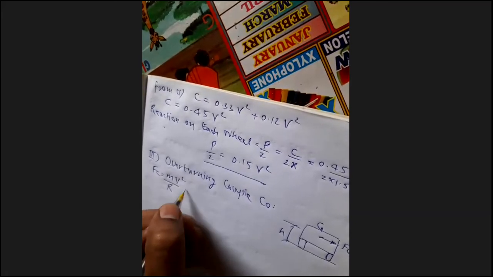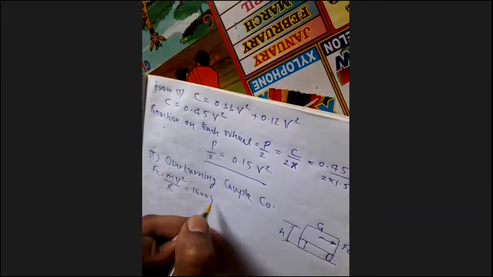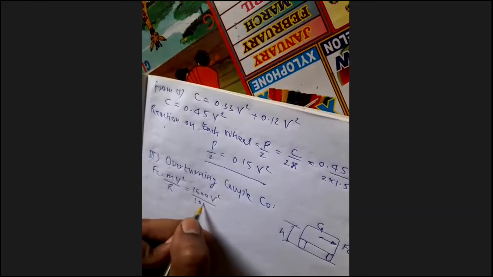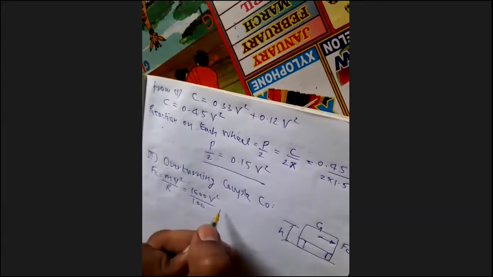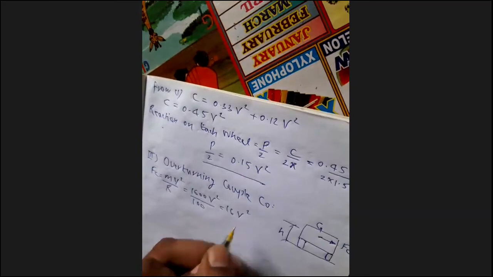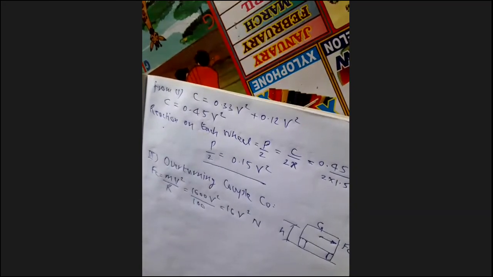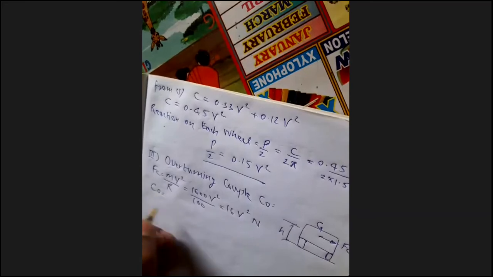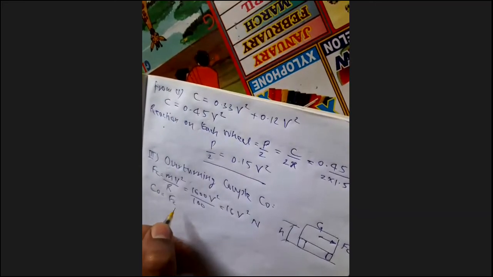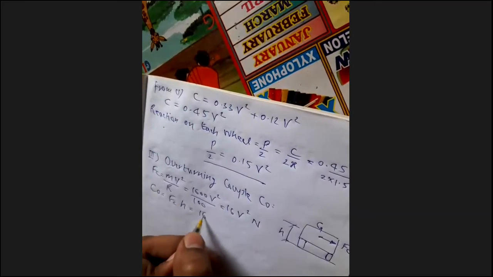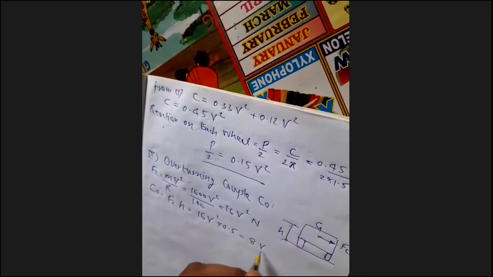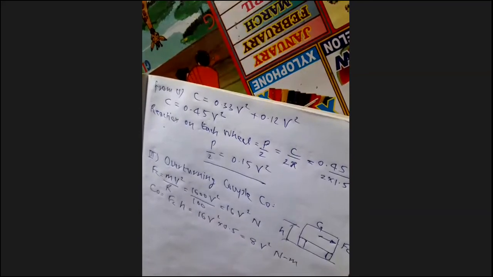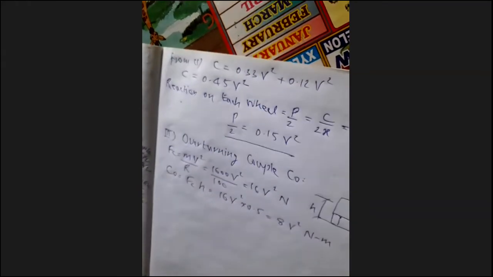So this is 1500 v square divided by r. We get this as 16 v square. Unit will be Newton. Now overturning couple CO is given by Fc into h. So 16 v square into 0.5 equal to 8 v square. Unit will again be Newton meter. This is the magnitude of the overturning couple.